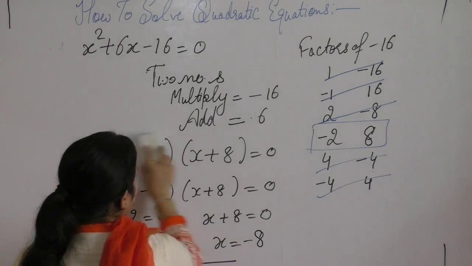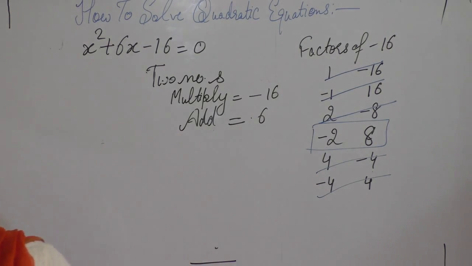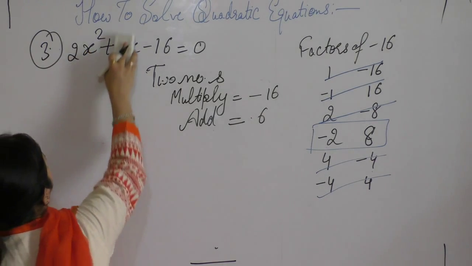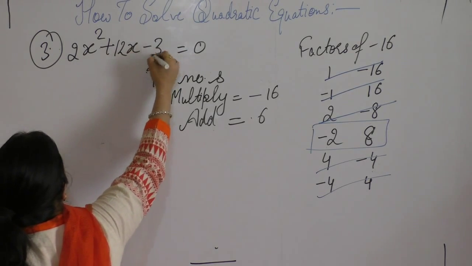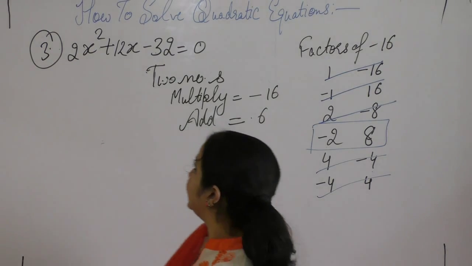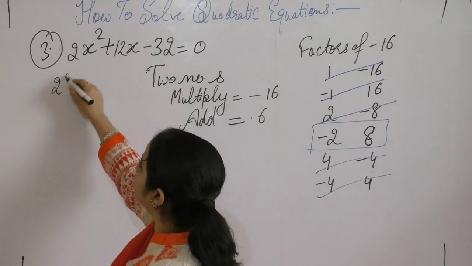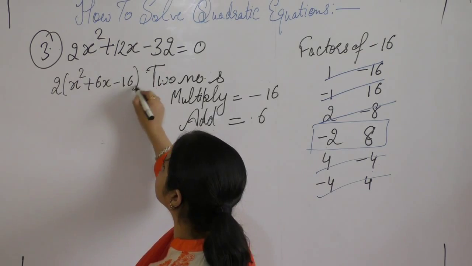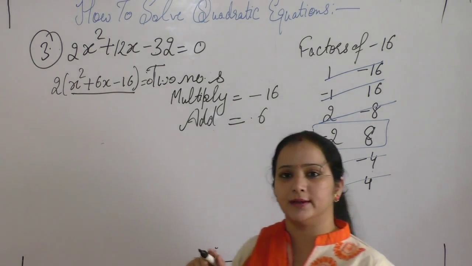Now the third one is 2x² + 12x - 32 = 0. If we see in this equation, 2 is common. Take 2 common: x² + 6x - 16 = 0. This equation is the same as question number 12.